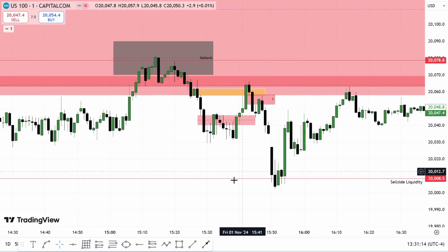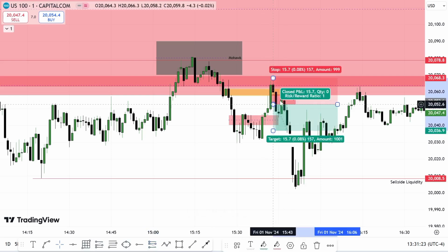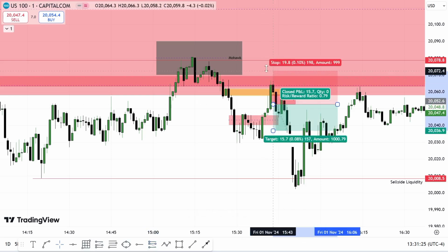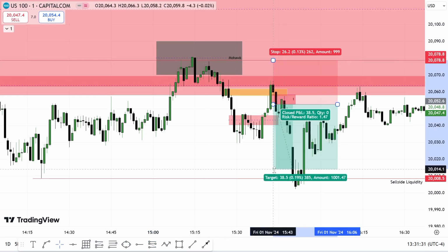Now your target would be a sell side liquidity, just like this. Then you can keep your stop loss at this high. Now this is a swing high. This is a swing high here. You can keep your stop loss targeting this right here.